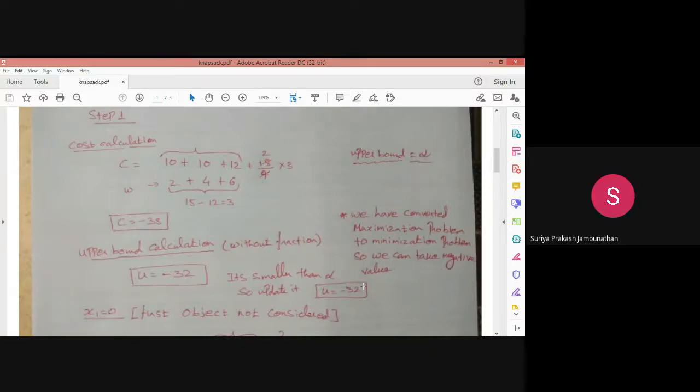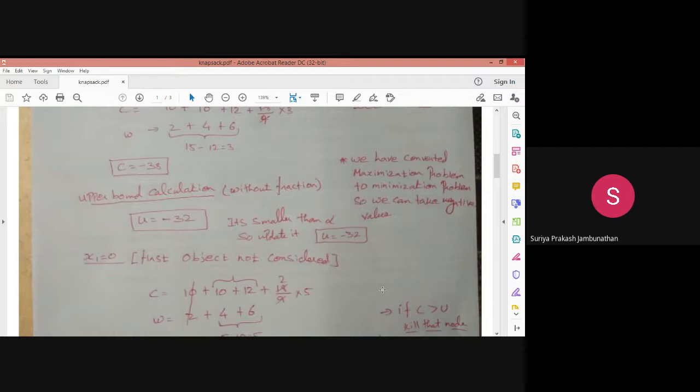Okay. So the reason for considering this as a negative value is we are converting the maximization problem to the minimization problem, so that we have to take the negative value. Okay. So we are considering the least cost. As I told, we are considering the least cost, so that you have to use negative value.